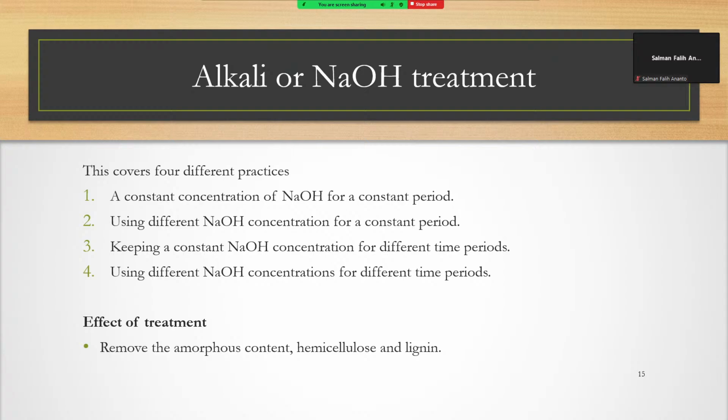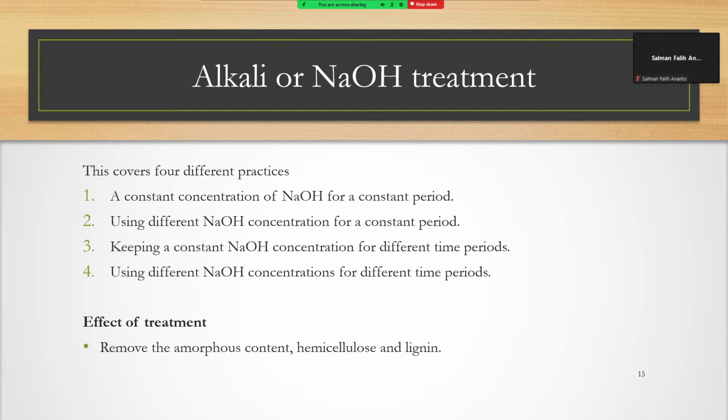The second and third practices are the most common treatment methods. That is, NaOH concentration is different for a constant period of time, and NaOH concentration is constant for different time periods. These two are the most common treatments to determine the optimal condition for natural fiber modification. At the different NaOH concentrations with a constant period of time, the fiber should be treated with 2 to 5% NaOH solution as per the literature.